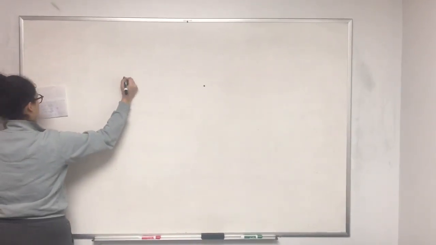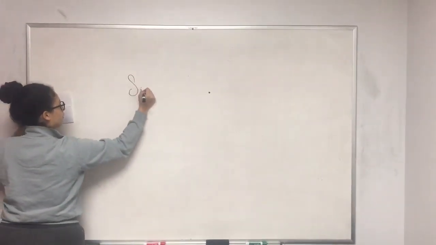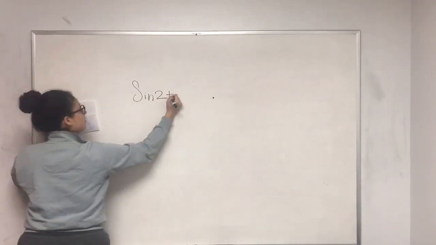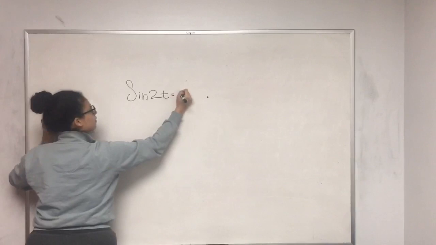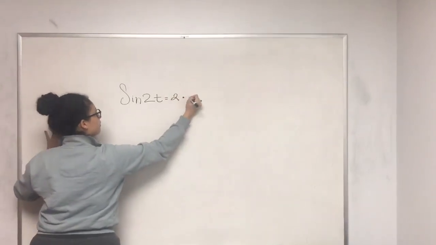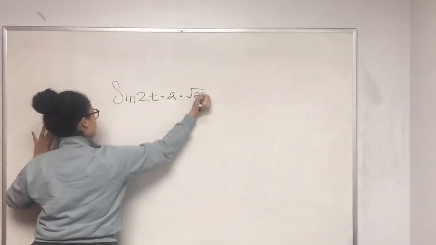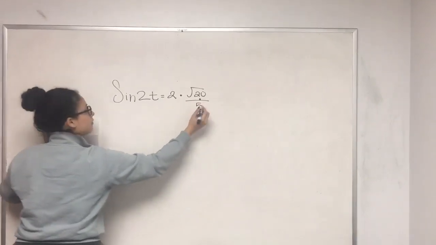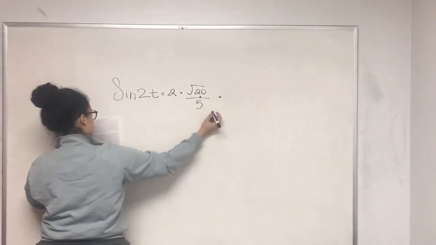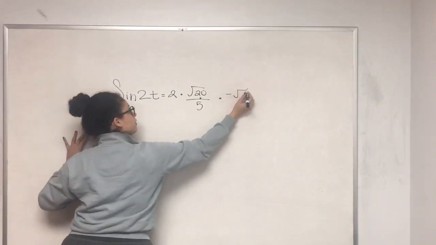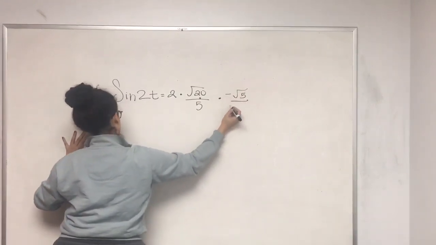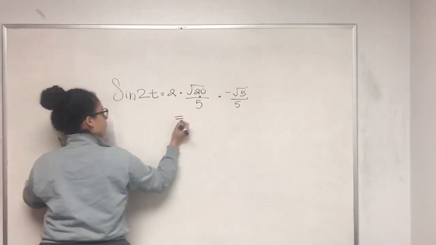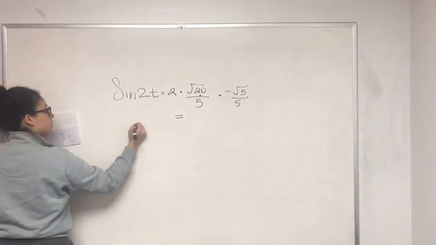So now that we know what sine, cosine, and tangent are, we can find what sine 2t, cosine 2t, and tan 2t are. We'll start off with sine 2t. As stated in the intro, sine 2t is 2 times sine of t times cosine of t. In our case, sine of t was square root of 20 over 5, and cosine of t was given as negative square root of 5 over 5.